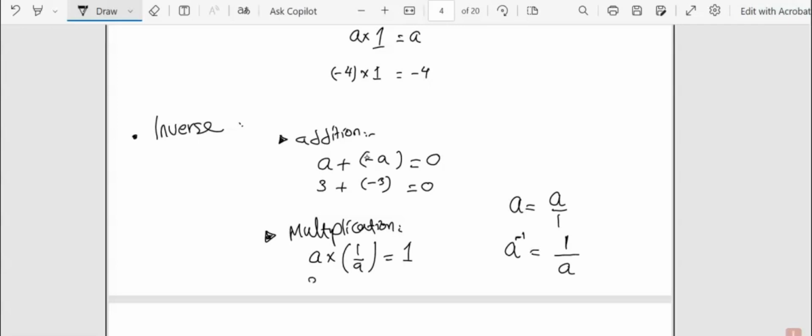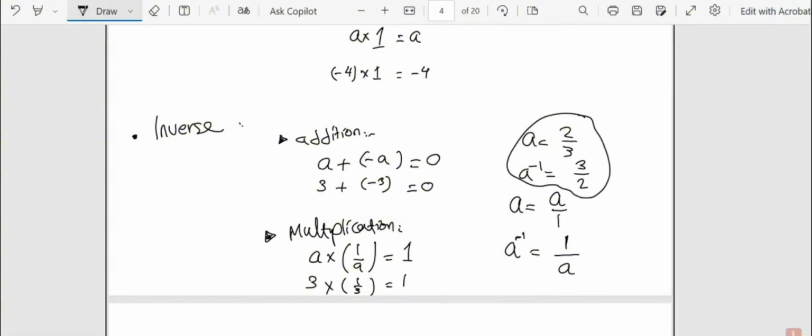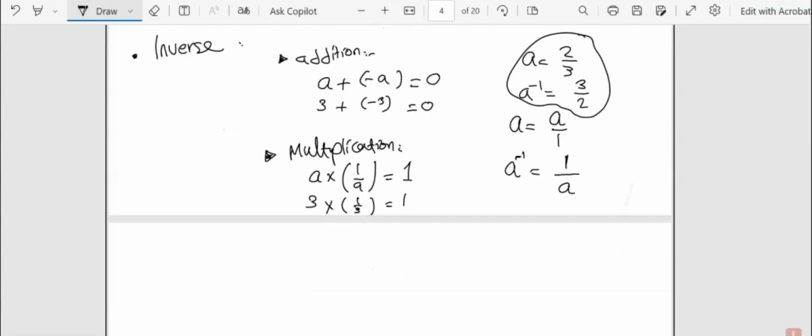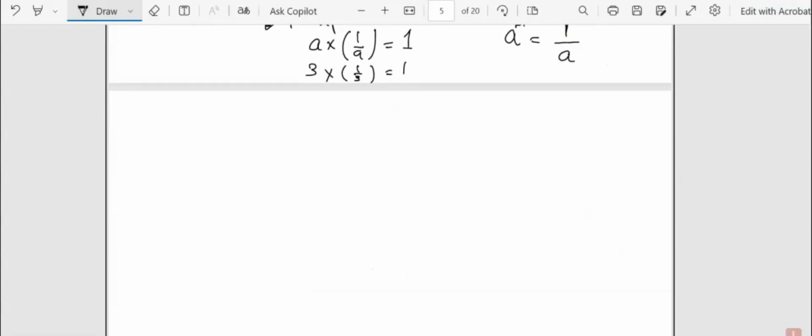For example, if we have 3, we multiply by what to give us 1, as we used to have when we were kids. It will be 1 over 3. And even if this a was, for example, 2 over 3, then a inverse would be flipping this rational number. It will be 3 over 2. So this is the inverse of the addition and multiplication.